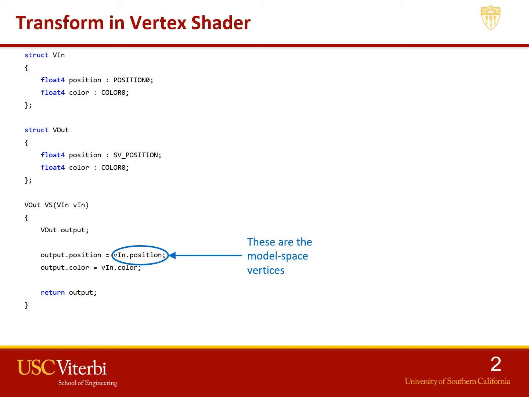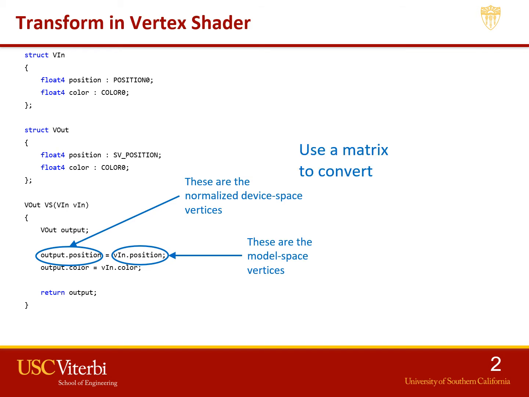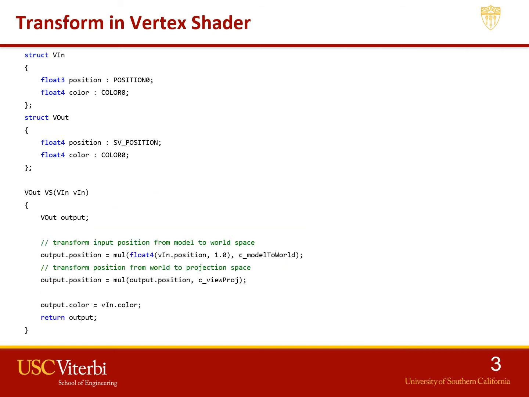What we need to do is transform the model space vertices into those normalized device space vertices. And in our simple shader, we just copied them over. We just said, oh, it's already in normalized device space. We're good to go. But for a model that we're actually going to move around, we will need a matrix to convert it from model space into normalized device space. How do we do that?